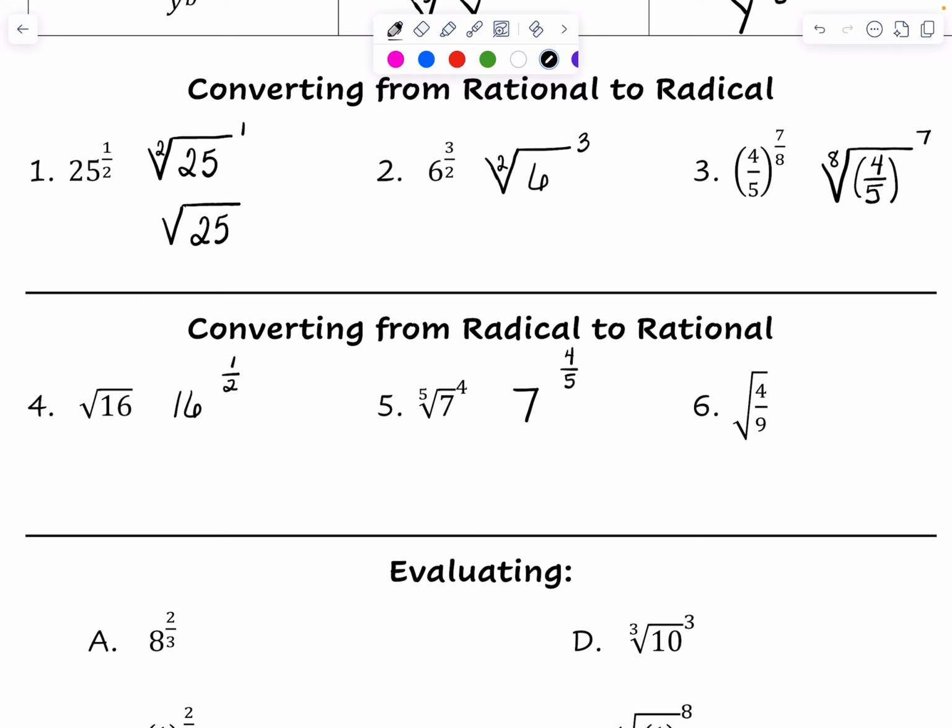This next one, they didn't put parentheses around the fraction. So I'm going to go ahead and add parentheses. That might keep me from making a mistake, so that when I rewrite it, I know the exponent goes with all of this, because 4/9 was what was under the radical. So I have 4/9 to the power of 1 over 2. Okay, remember the exponent is 1, the index is 2. All right, easy enough on converting from rational to radical or radical to rational.